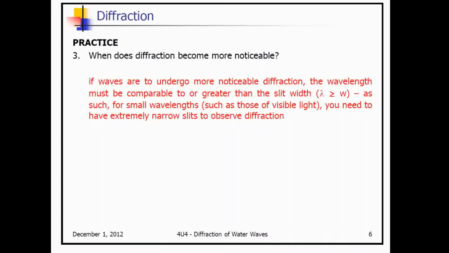So what we're basically saying is we have straight line propagation for a relatively large slit, and we have diffraction for a relatively small slit. But what is relative? It's relative to the wavelength of the wave. So if our wavelength is lambda and our slit width is w, we would end up noticing diffraction when lambda is greater than or equal to the slit width.